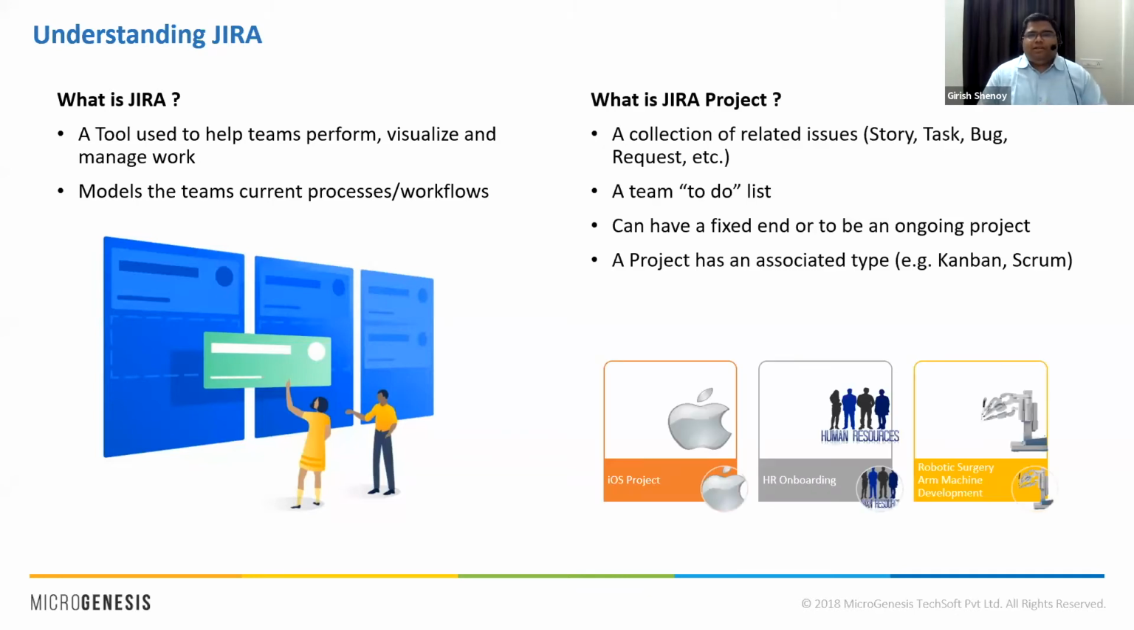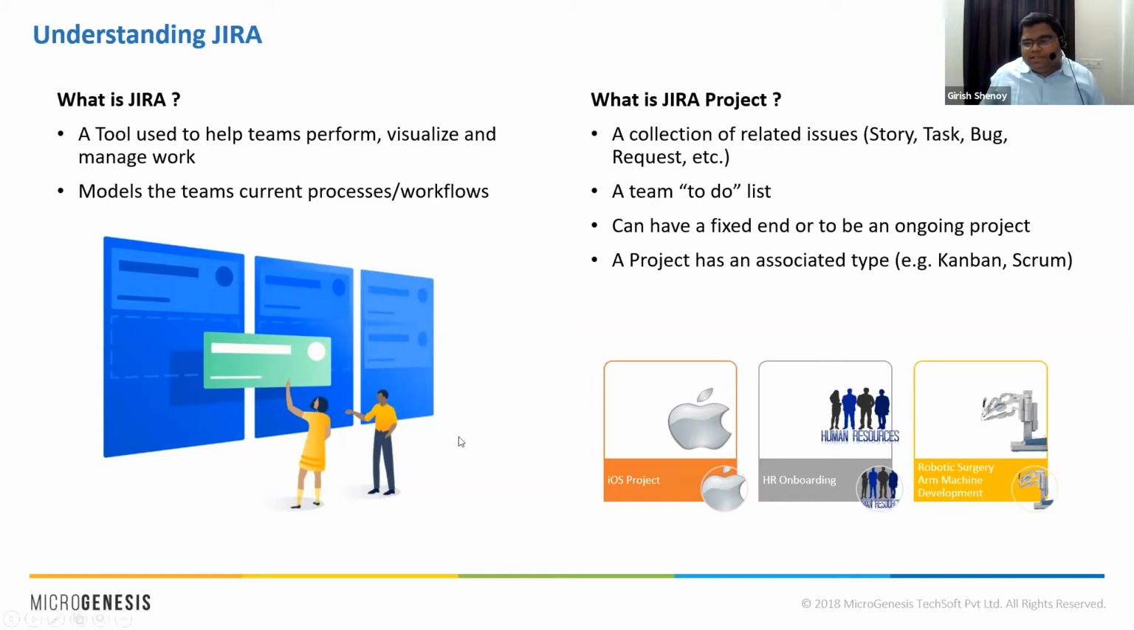So what is a Jira project? A project is a collection of related issues. When I say issues, it can be story, task, bugs, requests, service request. A to-do list can have a fixed end or be an ongoing project. When we talk about a task, it will always have a due date. That's why I was mentioning, it can have a fixed end date or it can be an ongoing task. And then a project has an associated type. You can have Kanban, which suits your waterfall development methodologies, and Scrum, which is more of sprints, iterations, program increments, and all of these.